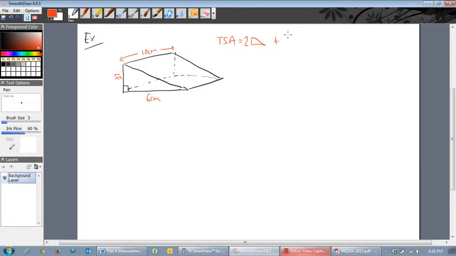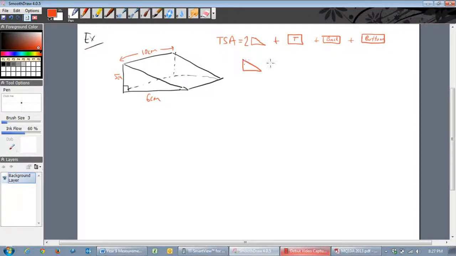Okay. Then you're going to have a rectangle on the top. That's this one here. And you're going to have another rectangle at the back, and then you're going to have another rectangle on the bottom. Okay. And that's what we've got there. 2 triangles, one on either end, and then one rectangle on top, one rectangle on the side, and one on the bottom. Okay. So let's just go and do each of these separately.